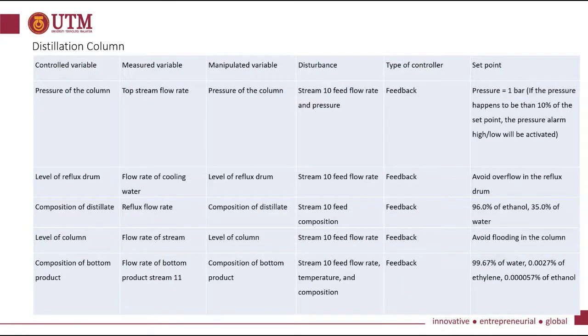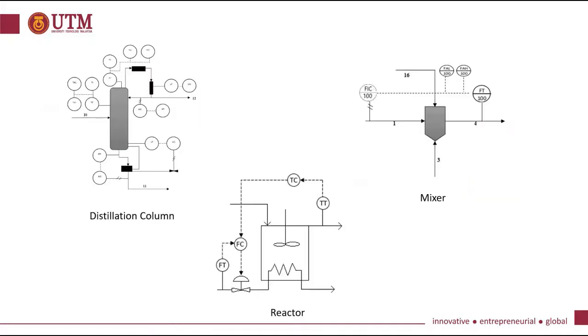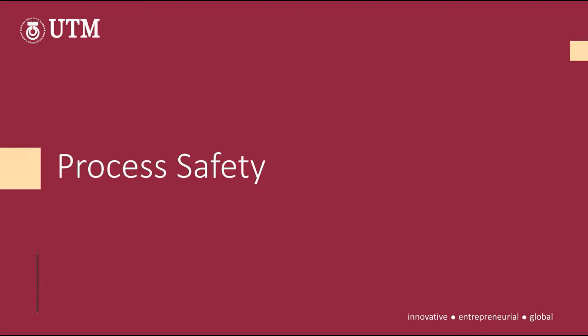For the distillation column, the set point is based on the part of the distillation column itself. Different parts of the distillation column will have different set points. So this is the process control P&ID for each equipment, which is cooler, compressor, pump, heater, distillation column, mixer, and reactor. Next, we move on to process safety.